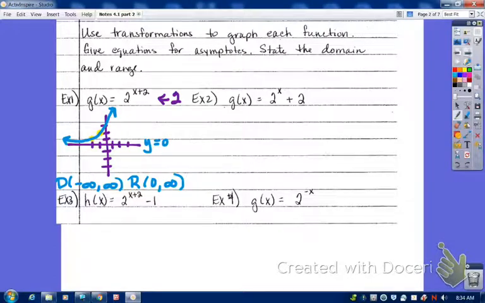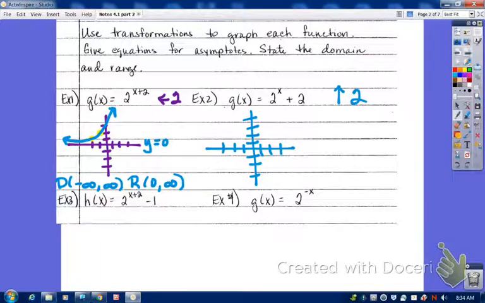Example 2, what's the transformation? Up 2. Okay? So we're going to take our graph. We're going to sketch it out. We're going to use those 2 points. Now the first thing that I do is if I'm ever moving up or down, I automatically draw in the new asymptote. Moving up or down will cause the asymptote to move.